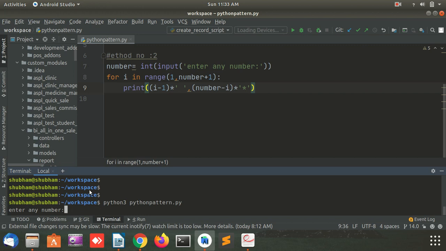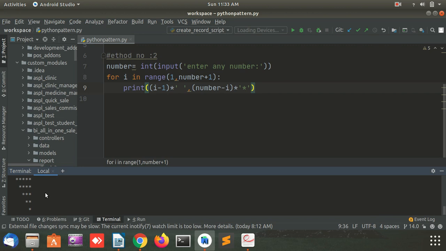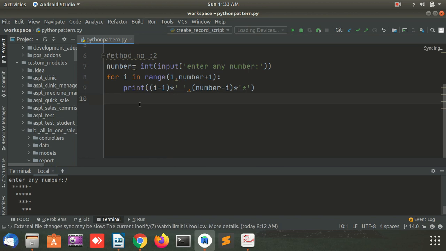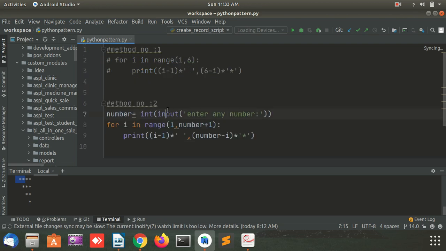enter number, for example 7. So 7, first 7 stars printed, after that 6 stars, and so on. So look at this, first 6 stars, after 5 stars, after 4 stars, after 3 stars, and so on. So you can use a second method.